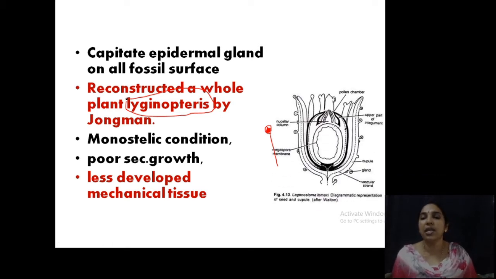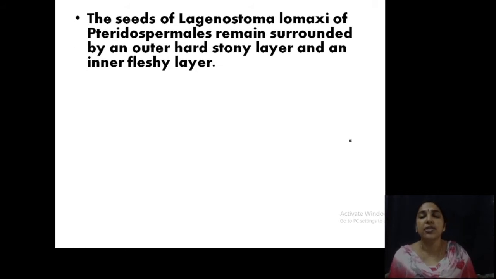You can see the image of an ovule or a seed of the Lyginopteridaceae, that is Lagenostoma. See in this picture, you can see the capitate glands all over the surface. That is why I show this structure to you. This is a seed or ovule having capitate glands. Now we can look at the structure of this Lagenostoma. Lagenostoma is a very important structure, and more studies are going on in this. And this is an ovule.